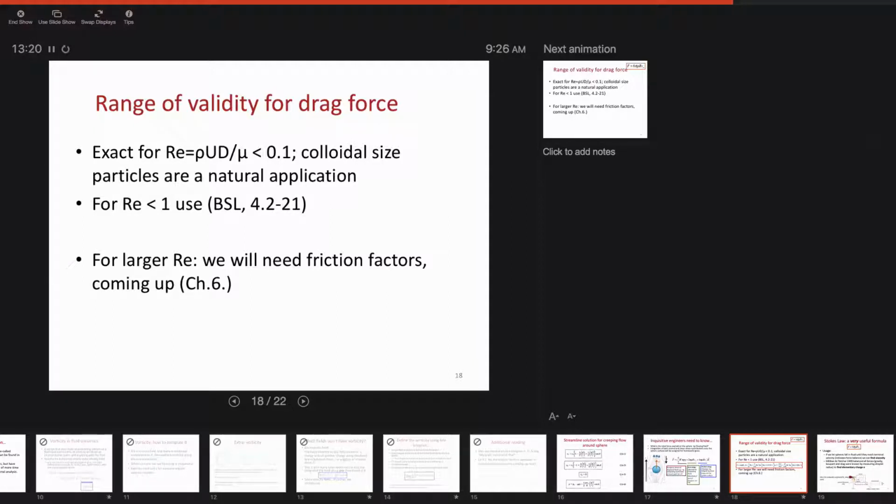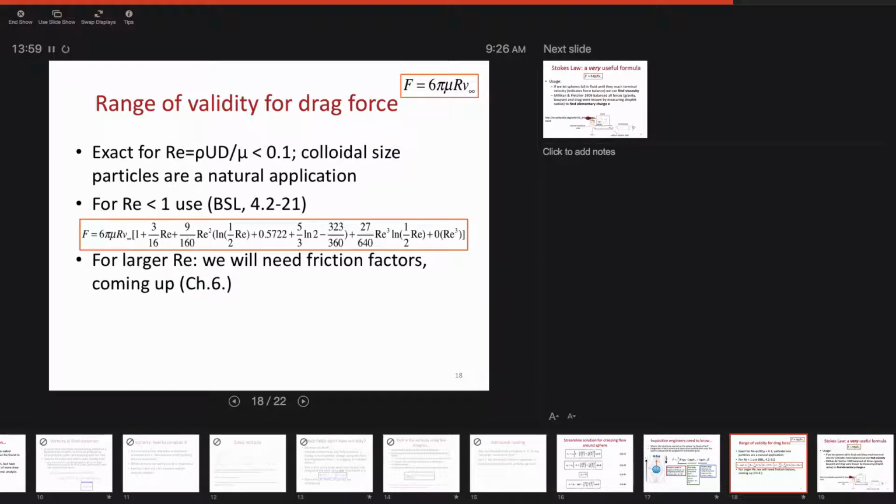So formally, it's for Reynolds number less than 1. We're going to deal with larger Reynolds numbers and friction factors, but whenever you don't know, it's still a good first order estimate to use, and it's very simple to compute, so therefore it's used. So it's this 6 pi mu R v theta, okay? And that's the magnitude of the force exerted on the particle by the fluid. The direction is in the general direction of the fluid. Okay?